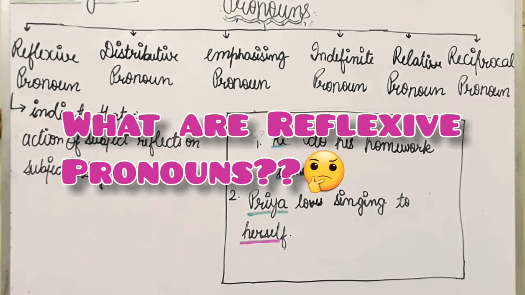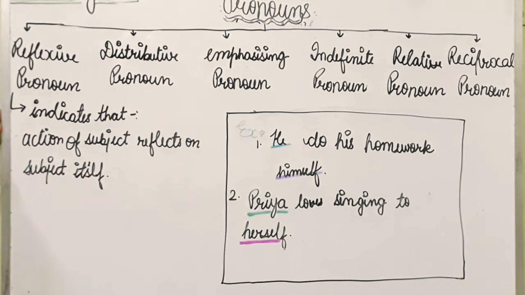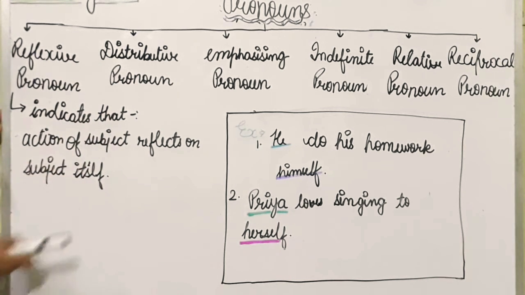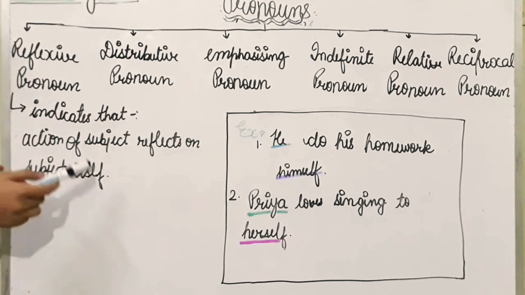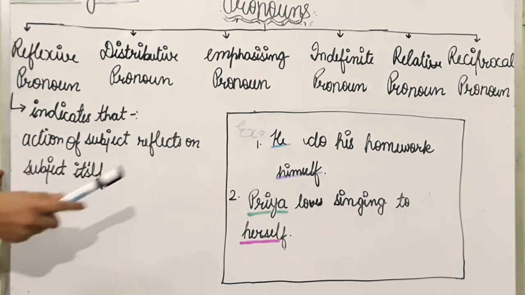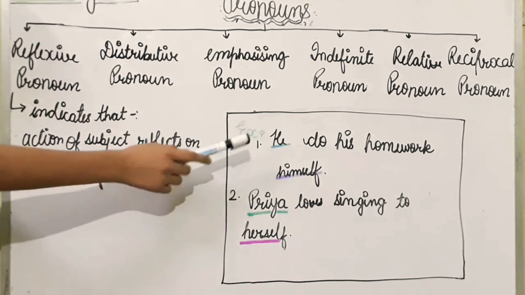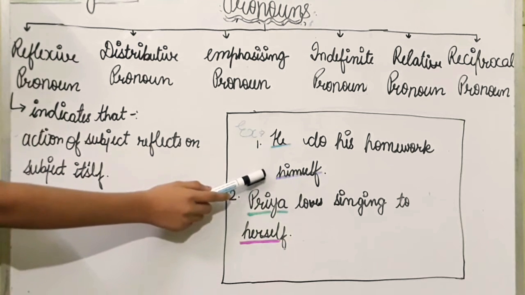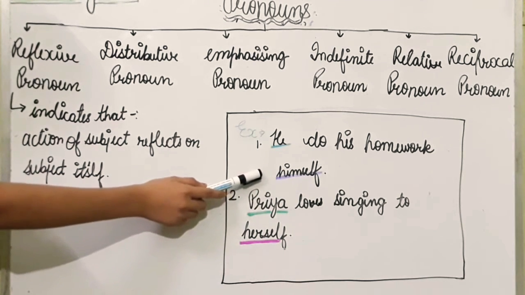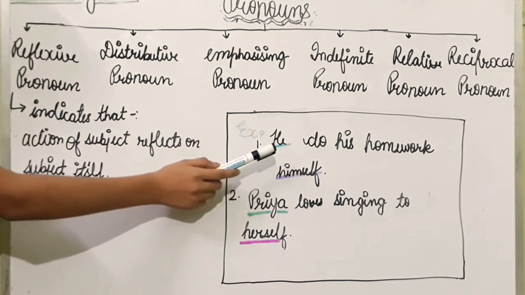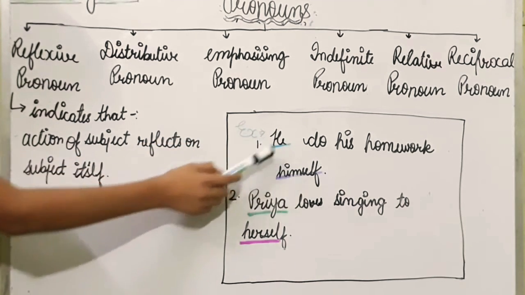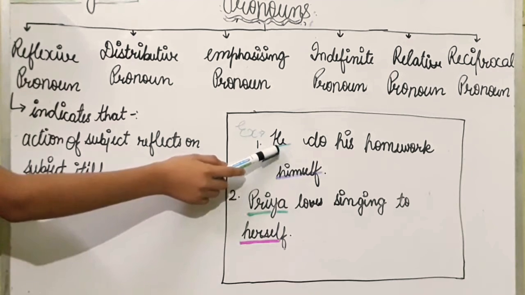Reflexive pronouns are the pronouns that are used for indicating the action of the subject that reflects on the subject itself. Means what the subject is doing, it indicates that. Like here one example is there that he do his homework himself. So here himself is the reflexive pronoun and he is telling about the subject that he do his homework.